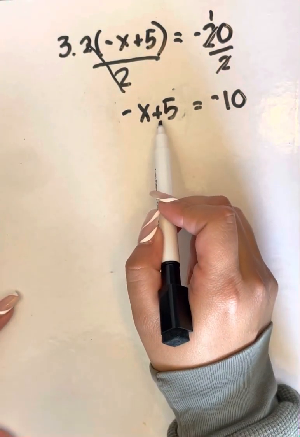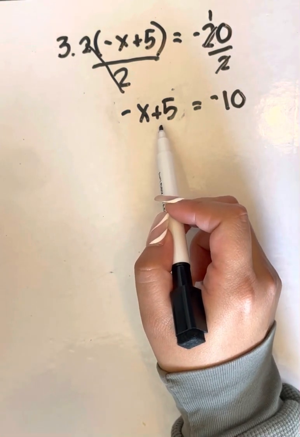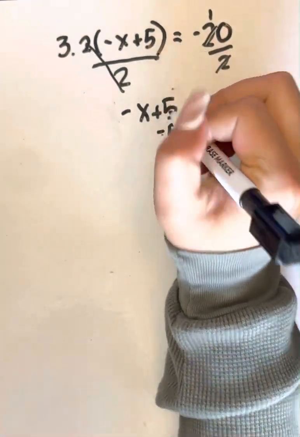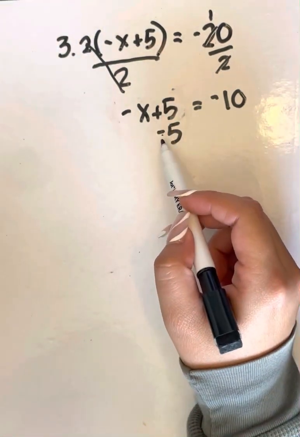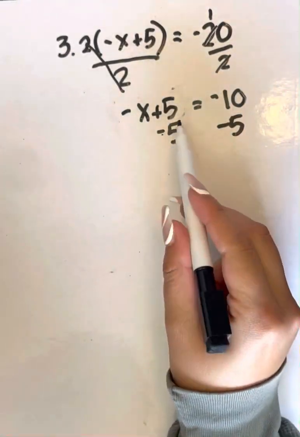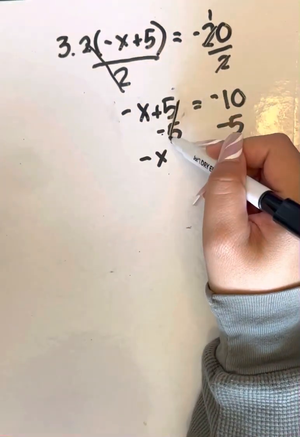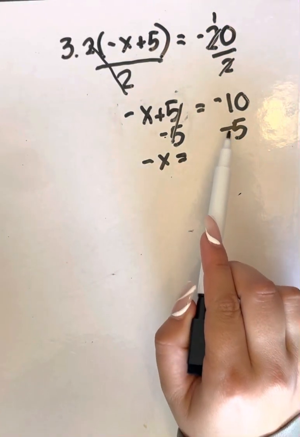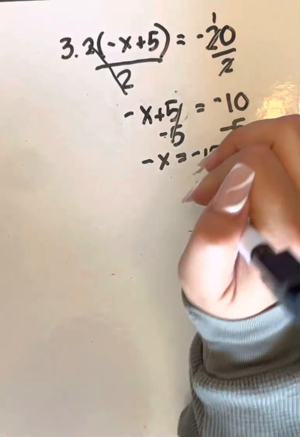So we saw positive 5 in the last 2 questions, right? The addition sign. So we said the opposite of addition is subtraction. So we are going to subtract. And again, what we do to one side, we have to do to the other side. So subtract 5 here, subtract 5 here. And we're going to bring everything down. So negative x and the 5's cancel. And we're going to bring down our equal sign. Negative 10 minus 5 is going to be negative 15.